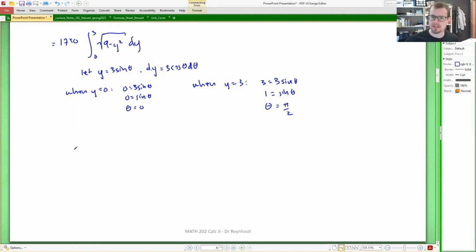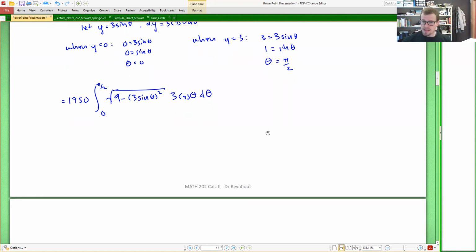All right, from here, I have everything that I need to make my substitution. So this is equal to 1,750 times the integral from, now it's 0, 0 becomes 0, 3 becomes pi over 2, the square root of 9 minus 3 times sine of theta squared, and dy becomes 3 times the cosine of theta d theta. Now, once we have this, we are able to simplify.